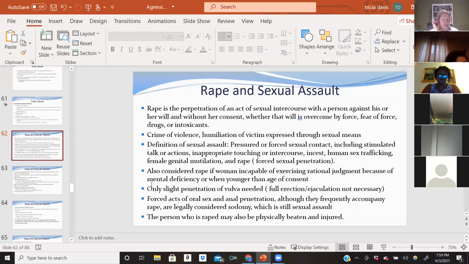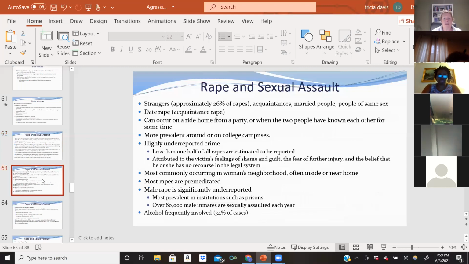When we think about forced acts of oral sex and anal penetration, although they frequently accompany rape, they are actually legally considered sodomy, which is still considered a sexual assault. And the person who is raped may also be physically beaten and injured. And then also there's emotional assault, obviously, that goes with that as well. So 25% of the rapes happen at the hands of strangers.